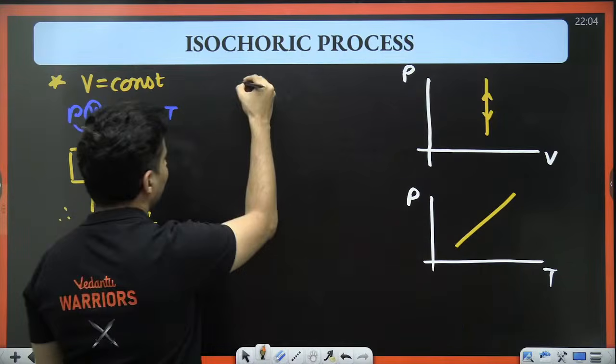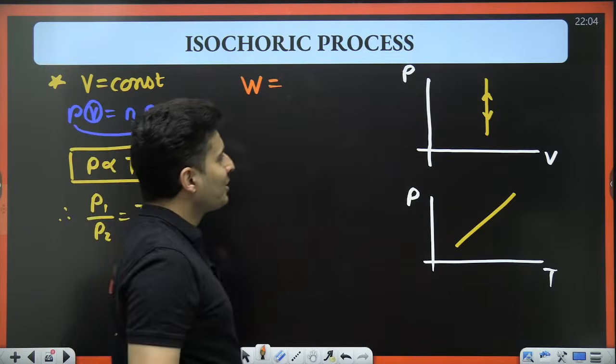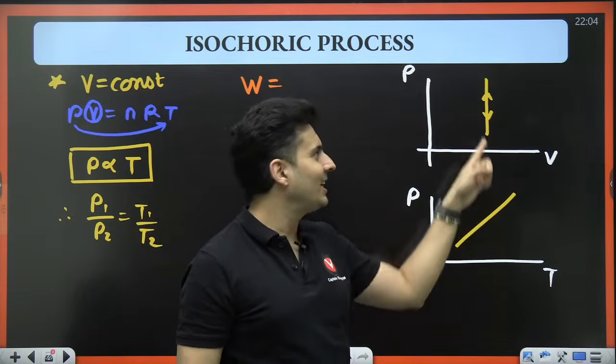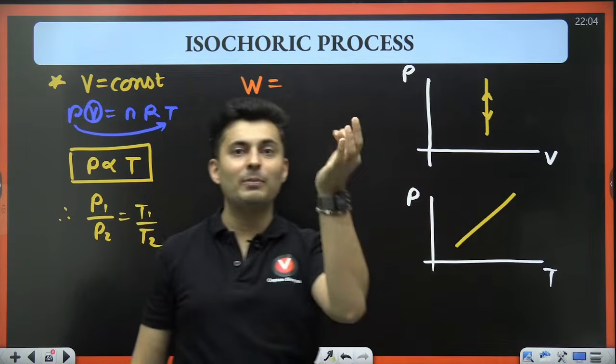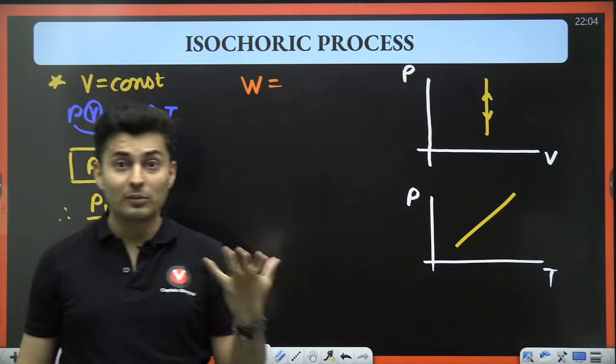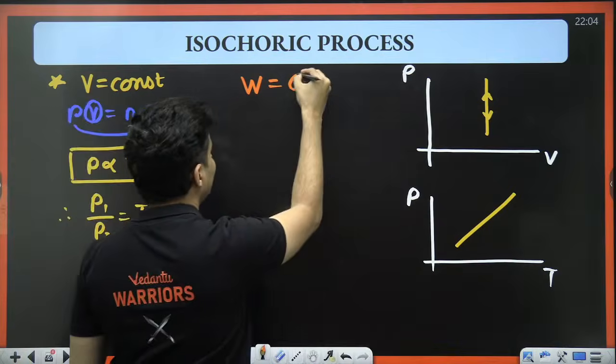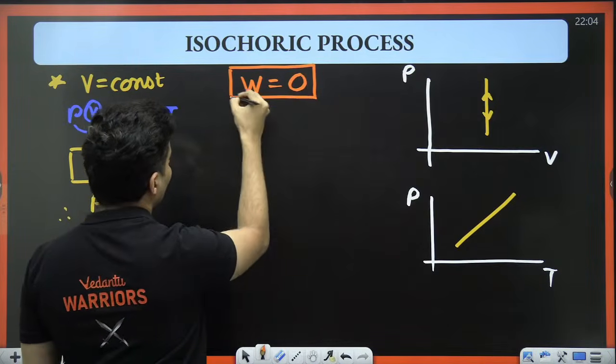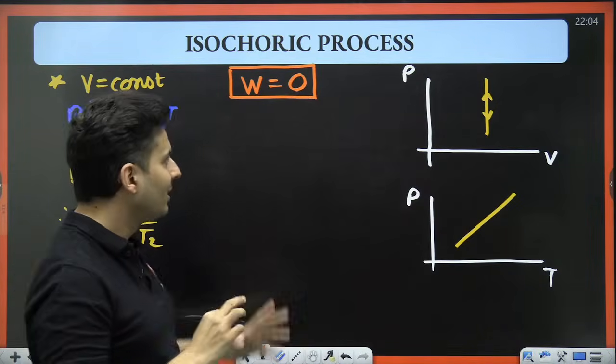What about work done? Well, if you look at this graph, you will understand there is no area under the PV graph. That means the work done itself will be a big fat 0.